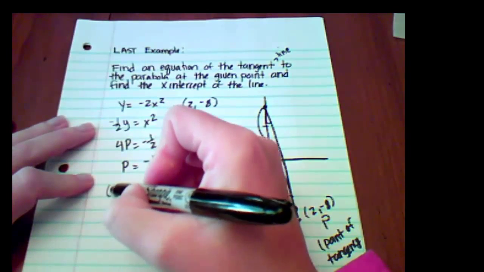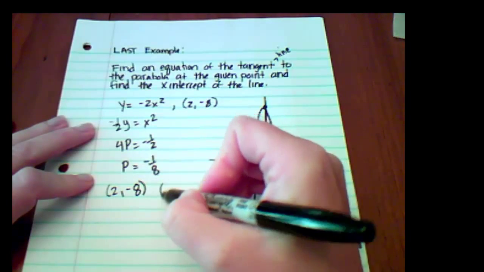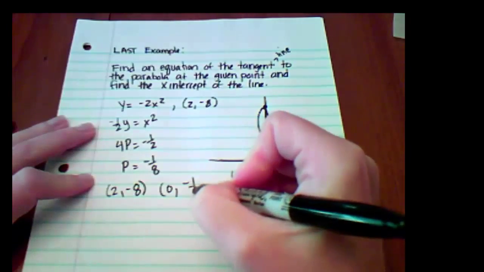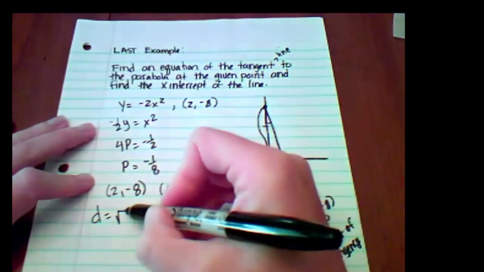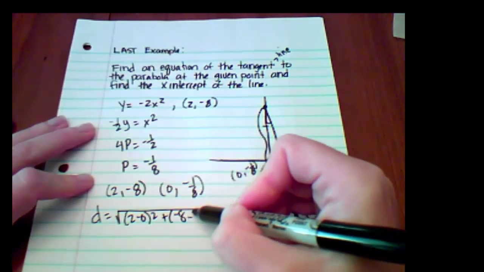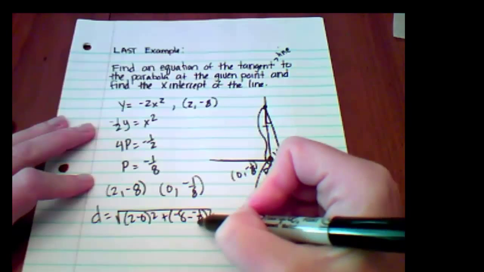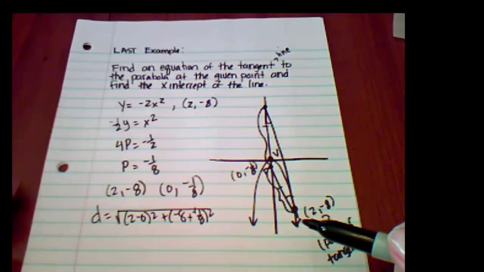Again, my point of tangency is (2, -8), and my focus is (0, -1/8). So I have to do the distance formula. I can take the difference in the x's and square them, plus the difference in the y's and square them, and that's going to cause that to be positive. Here is going to be the arithmetic in order to find that distance. So here's our work to do some of that distance formula.